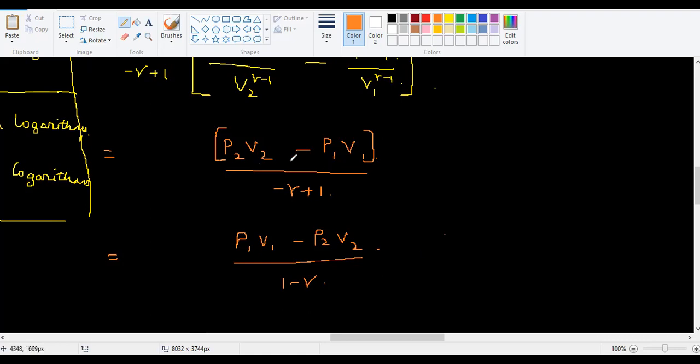Okay, so everyone following this? Here I'm interchanging this, so I can interchange in the denominator also. That's all. So that's the important formula for work done of adiabatic process.